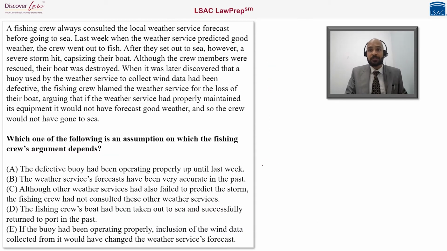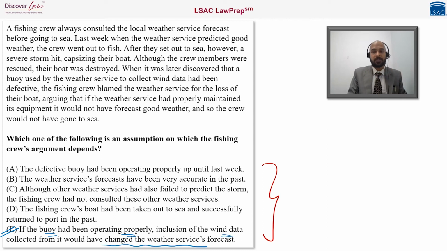Now you look at the options and see which of these resembles what we thought. Of course, it's not going to look exactly like what we did, but you're looking for the essence of the assumption that we'd found out. If you look at the options, you can see clearly that the answer is E. It says if the boy had been functioning properly, then the inclusion of the data from it would have changed, right? So we'd said here that if the boy were okay, then it would have been a different weather report, and that's exactly what you get in option E.